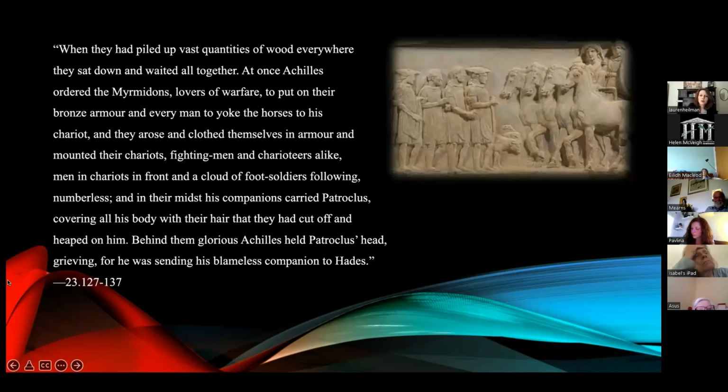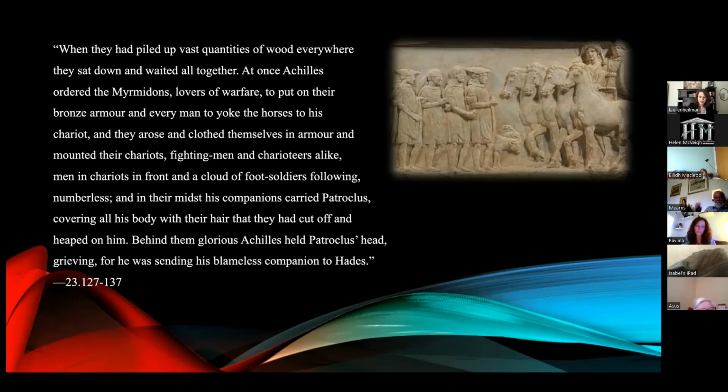When they had piled up vast quantities of wood everywhere, they sat down and waited all together. At once Achilles ordered the Myrmidons, lovers of warfare, to put on their bronze armor, and every man to yoke the horses to his chariot. And they arose and clothed themselves in armor and mounted their chariots, fighting men and charioteers alike, men in chariots in front, and a cloud of foot soldiers following, numberless. And in their midst his companions carried Patroclus, covering all his body with their hair that they had cut off and heaped on him. Behind them, glorious Achilles held Patroclus' head, grieving, for he was sending his blameless companion to Hades.